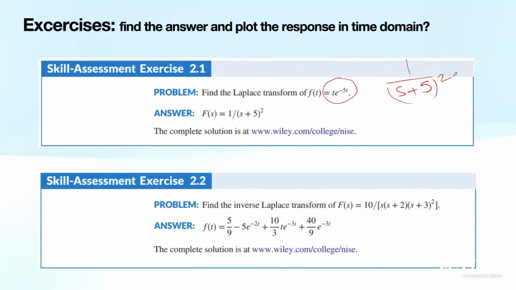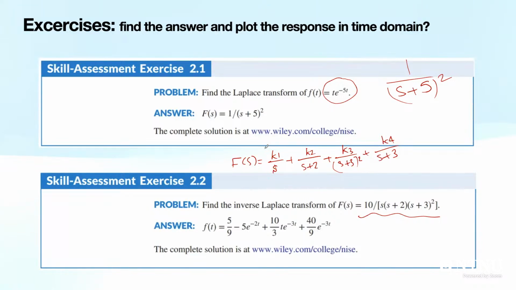The second one: find the inverse Laplace transform of that part. If we need to solve this one, we need to use partial fraction expansion. So we can say that F of s equals K1 divided by s plus K2 divided by s plus 2 plus K3 divided by s plus 3 squared, right? Plus K4 divided by s plus 3. K1, K2, K3 are easy to find. And to find K4, you need to differentiate the equation which you used to get K3.